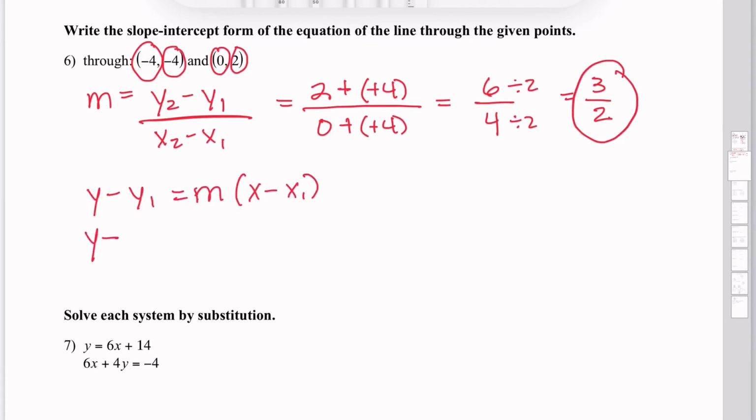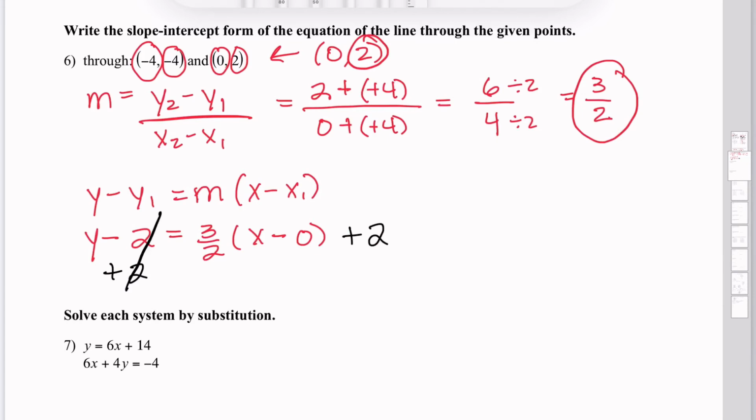So we have y minus y1. I'm just going to choose this coordinate, the 0, 2. So y1 is the 2. So minus 2 equals m, which we said was 3/2, times x minus 0. We're just going to simplify. Let's add 2 to both sides. They will cancel out, and then also distribute that 3/2 into the x. 3/2 times 0 is just 0, so we're just going to leave it like that. So we're left with y equals 3 over 2x plus 2, and that is our answer.